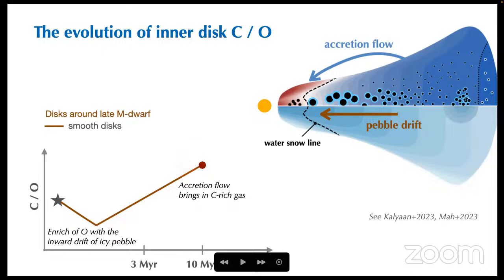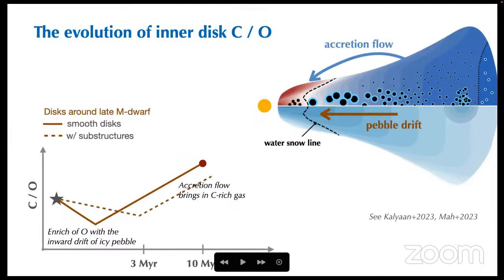Well, if you do have some substructures in the disk which slow down this process, you will get a much prolonged period of this oxygen-rich phase. But eventually it will be carbon rich because you will one day use up all your ice there. So I think this scenario quite explains well our finding of those very old disks with very high C/O ratio, because that's the point: you use up everything and you remain carbon rich in the end.